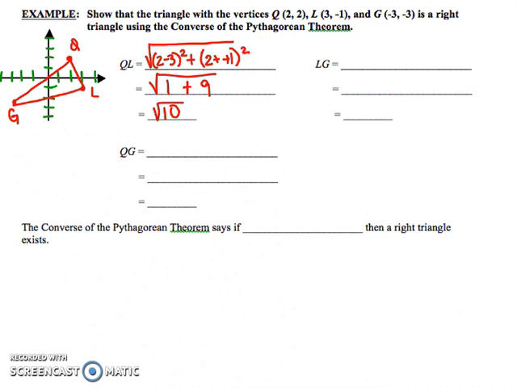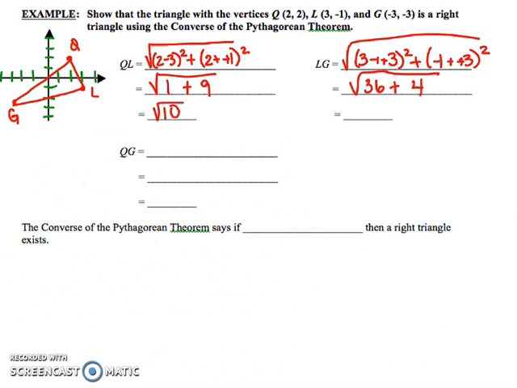Next, we're going to find the length of side LG. So this is going to be the square root of (3 minus negative 3) squared plus (negative 1 minus negative 3) squared. So 3 plus 3 is 6. 6 squared is going to be 36. And negative 1 plus 3 is 2. 2 squared is 4. 36 plus 4 is 40. So the length of LG is the square root of 40.